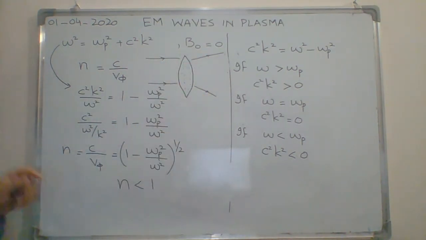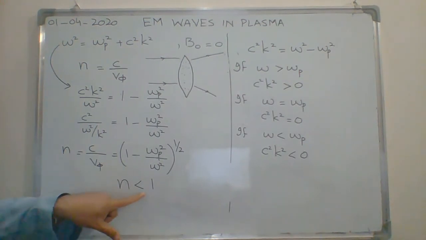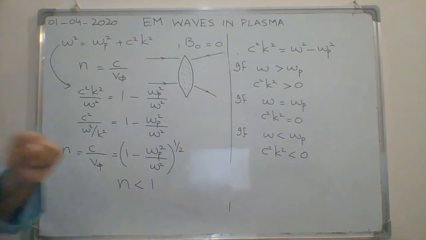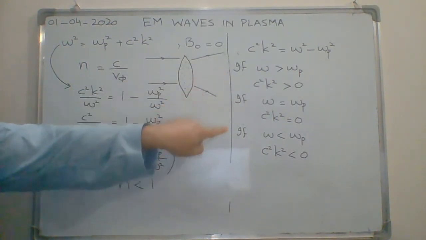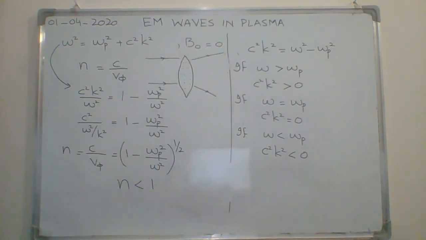So this is the consequence of having the refractive index less than 1. Now I'm going to show you what will happen with these three conditions on the electromagnetic waves passing through plasma: how we can use these conditions and why these conditions are important to study.